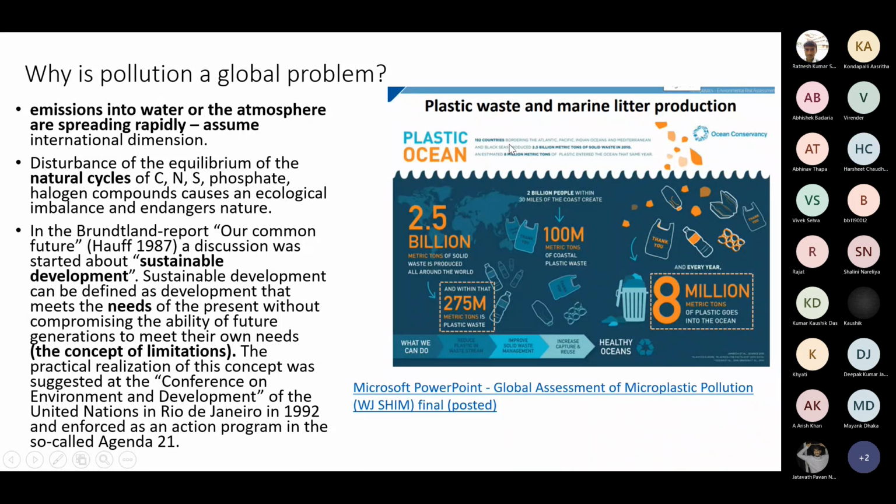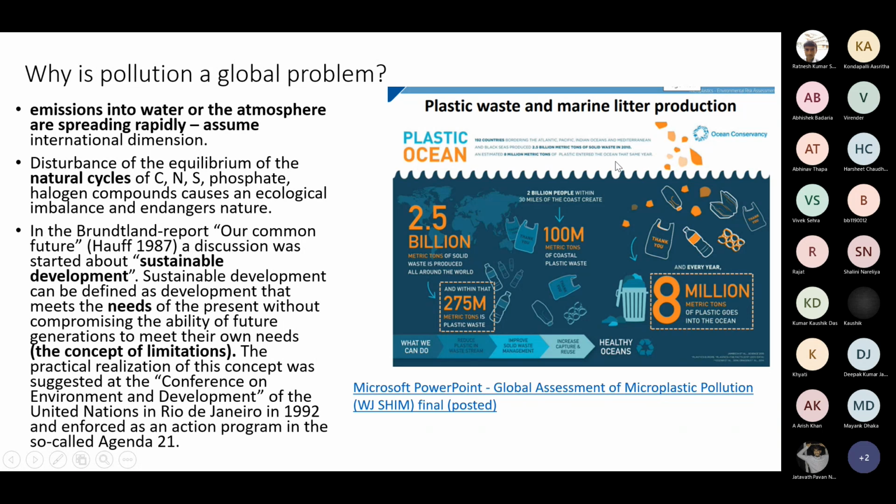So you see there are almost 192 countries which are bordering the Atlantic, the Pacific, the Indian Ocean, and the Mediterranean and the Black Sea. Overall, they produce approximately 2.5 billion metric tons of solid wastes, and this is a number for 2010. Out of the total solid wastes produced by these countries which line these oceans, about 8 million metric tons of plastics enter the ocean the same year.